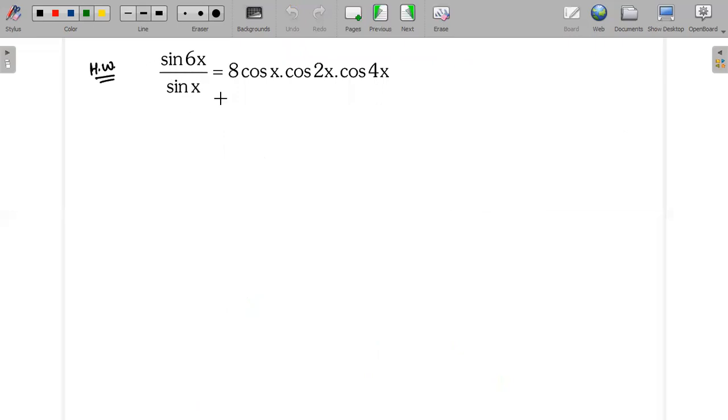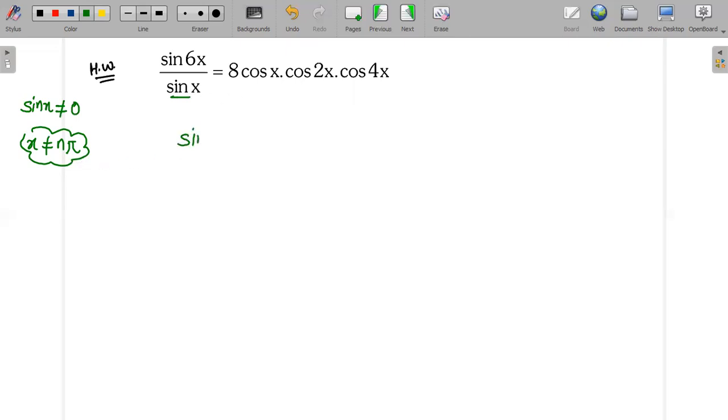Sine 6x over sine x is equal to a particular function. Remember, before you start solving this question, you need to make a note that sin x cannot be equal to 0, which means you cannot take values of x which are integral multiples of pi. For the sake of simplicity, we may cross multiply this expression, assuming that x cannot take the values n pi.